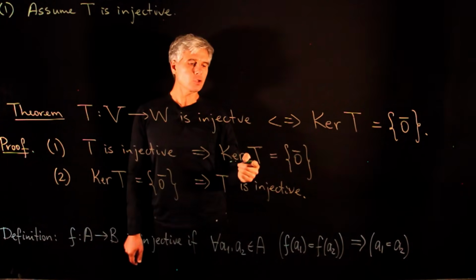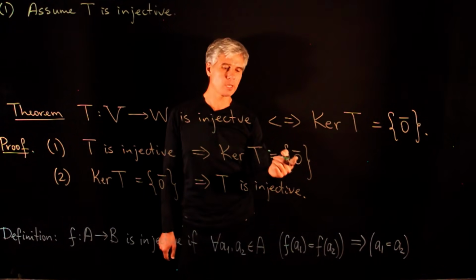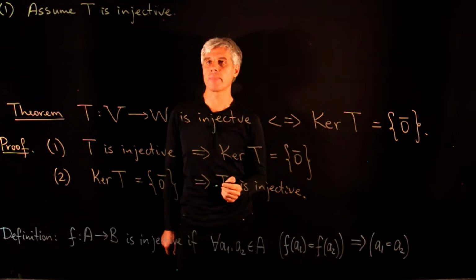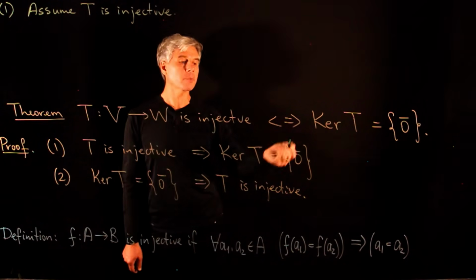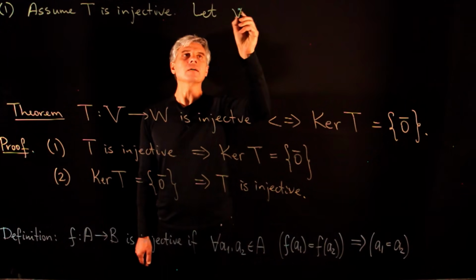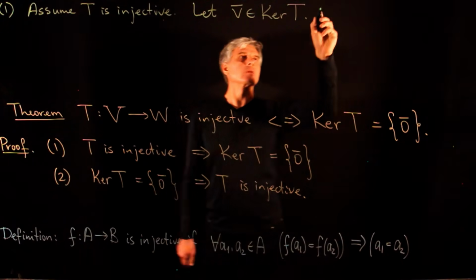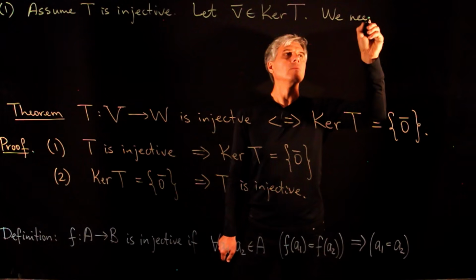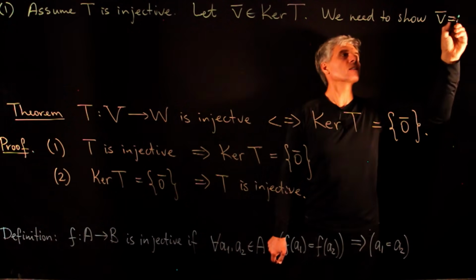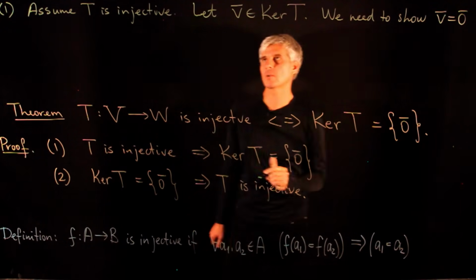So we need to show that the kernel of T just consists of a zero vector. And we know that the zero vector is always in the kernel of T, because the kernel of T is a subspace. So let's consider an arbitrary vector in the kernel of T. So let V belong to the kernel of T. We need to show that V in fact is a zero vector, so that the only vector in the kernel of T is the zero vector.